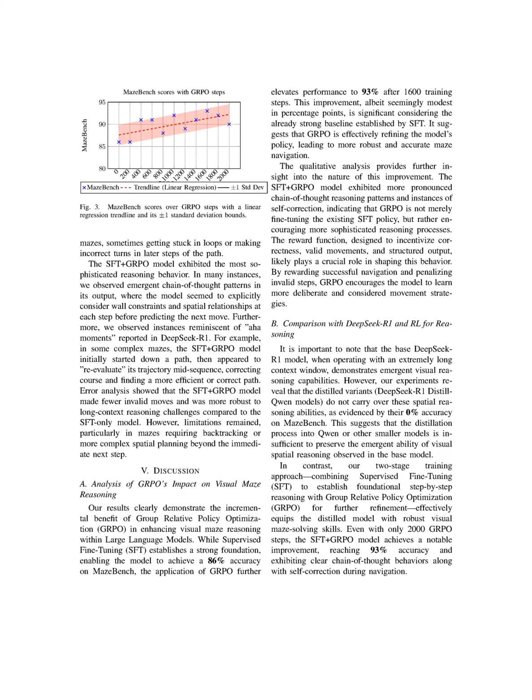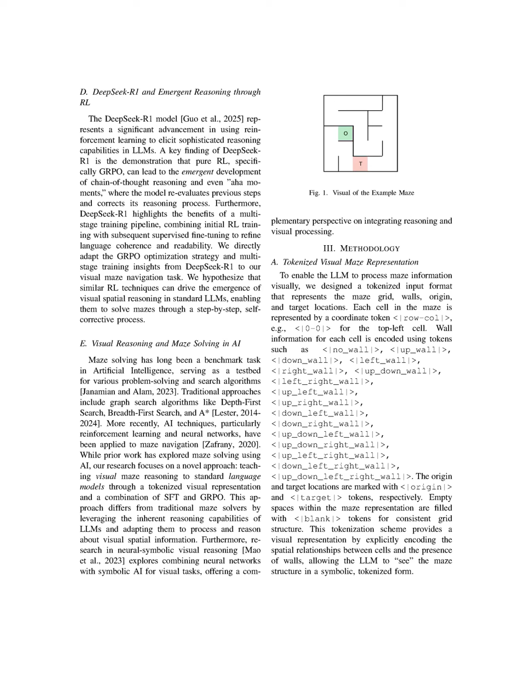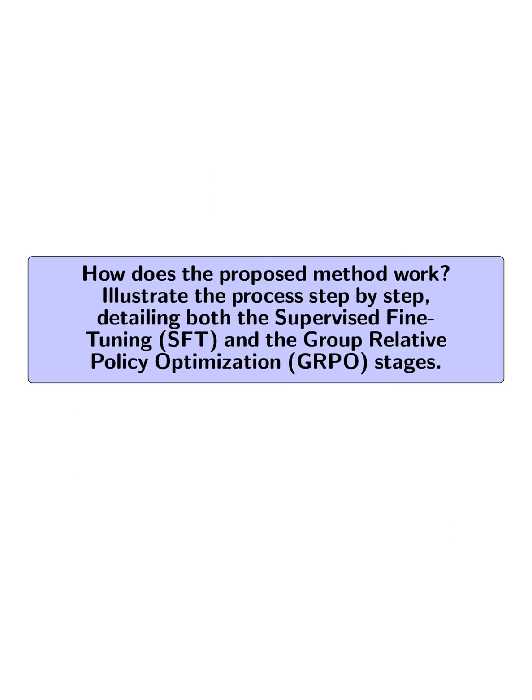This two-stage training framework allows the model to learn step-by-step movement strategies, fostering emergent reasoning behaviors such as chain of thought and self-correction during navigation. Additionally, we introduce MazeBench, a benchmark designed to rigorously evaluate the model's maze-solving accuracy and reasoning sophistication, further differentiating our method from traditional VLMs that do not focus on such structured spatial tasks. Overall, our approach leverages the inherent reasoning capabilities of LLMs, adapting them to process and reason about visual spatial information in a novel way.